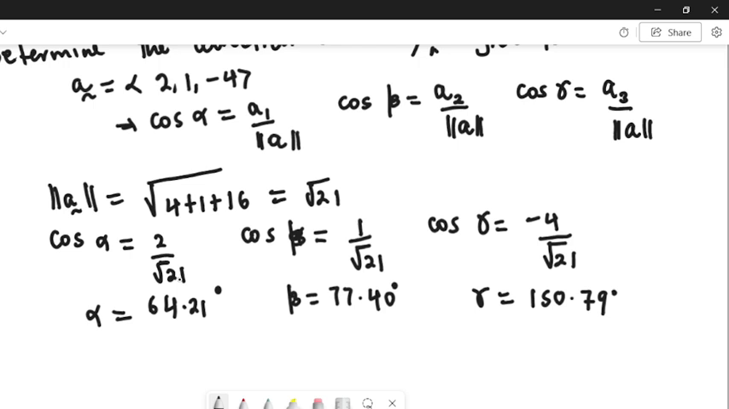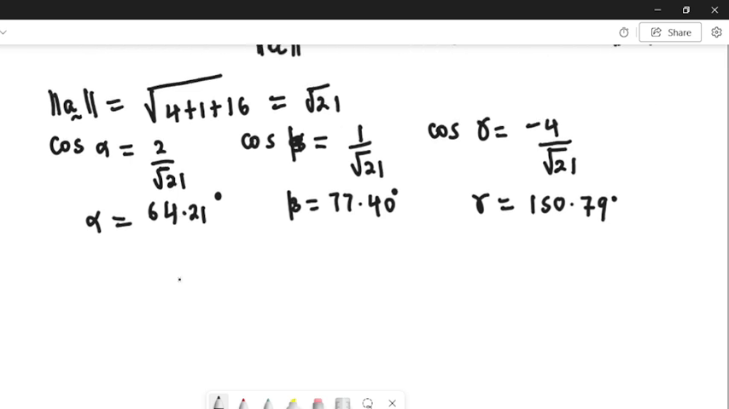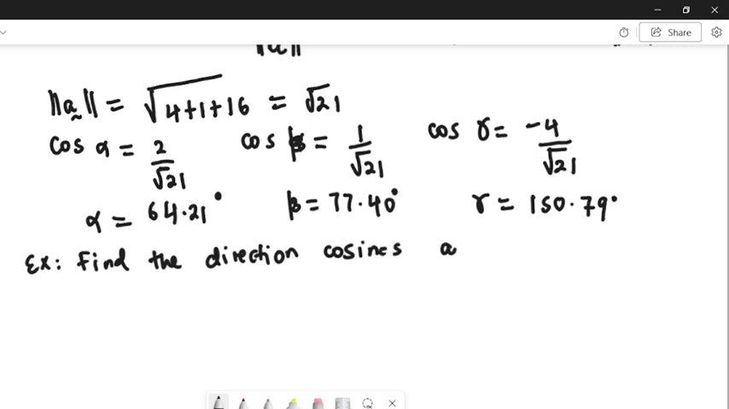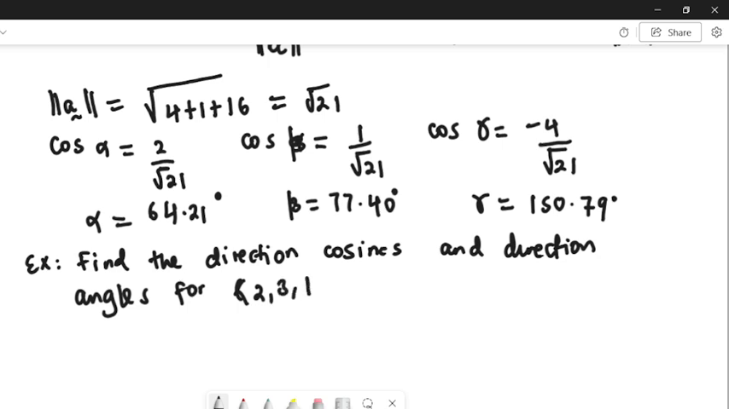Now I have an example for you, and this one is left for the reader to practice. It's an exercise: find the direction cosines and direction angles for 2, 3, 1.